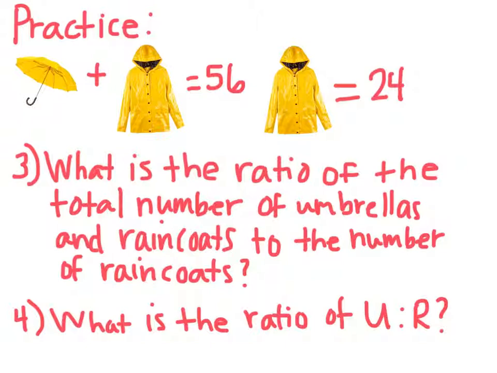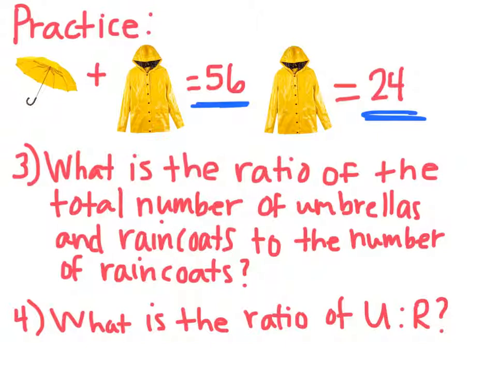Here's a practice problem for you to try on your own. On a rainy day, the all-weather goods store sold 56 umbrellas and raincoats all together. The number of raincoats sold equaled 24. So in question 3, you're asked, what is the ratio of the total number of umbrellas and raincoats to the number of raincoats sold? So you have all the information you need to solve this problem. You know the total number sold, and you know the number of raincoats. Okay? Don't forget to write your answer in simplest form.